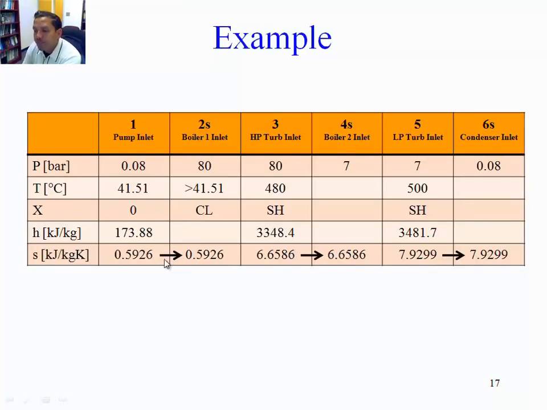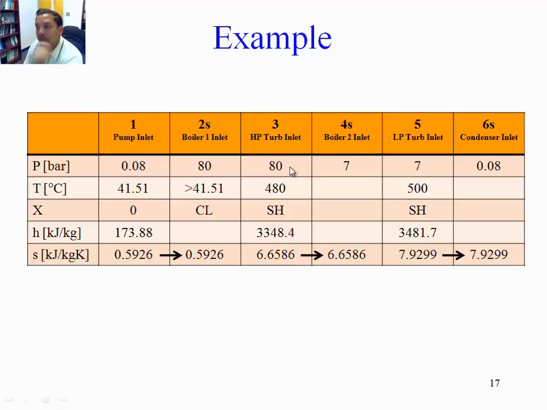table. As you can see, we completed state number 1 at a pressure of 0.08. Since we know the quality, we know this is in saturation. Actually, we know it's exactly on the left line of the saturation dome. But the temperature is the temperature of saturation, 41.51. Enthalpy is 173.88, and entropy is 0.5926.